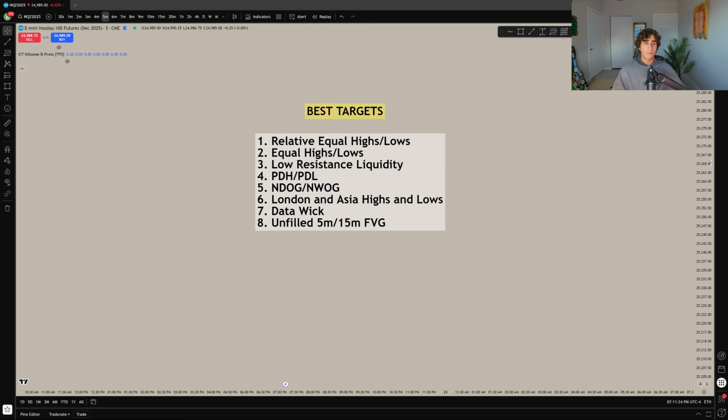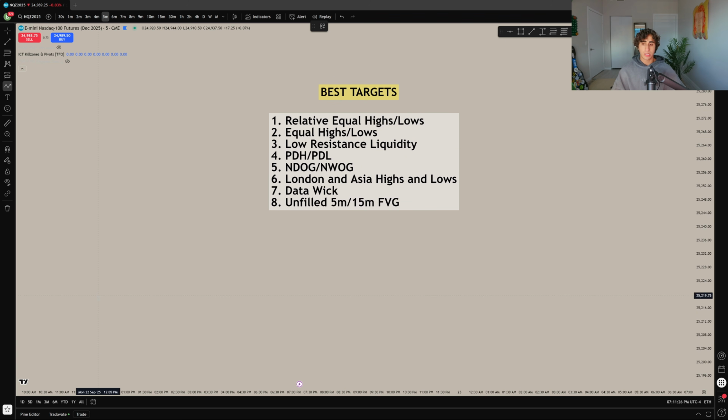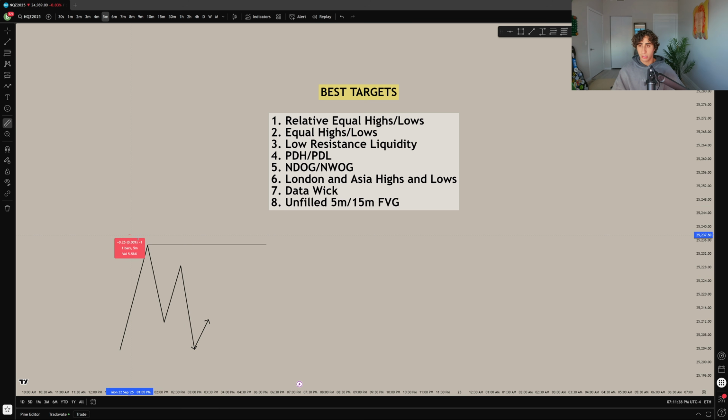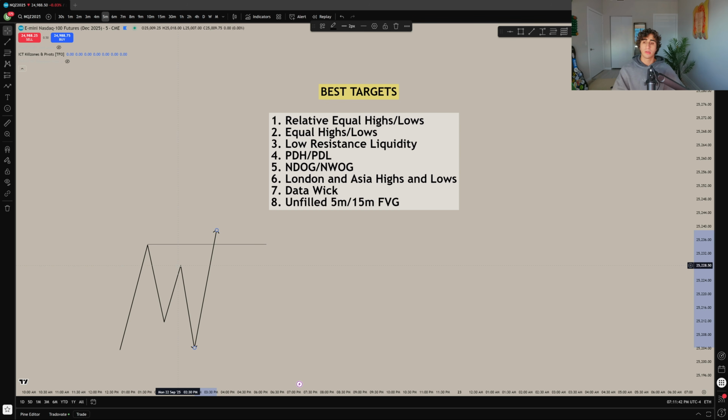Okay, so first off, we have relative equal highs and lows, right? So this is just simply when we make a high that doesn't sweep out the other high. This is a relative equal high. Then this is a great draw on liquidity for price to go back to, right? Because people see this as resistance in the market, but then there's going to be a lot of stop losses resting here. And then we as smart money traders can just target that.